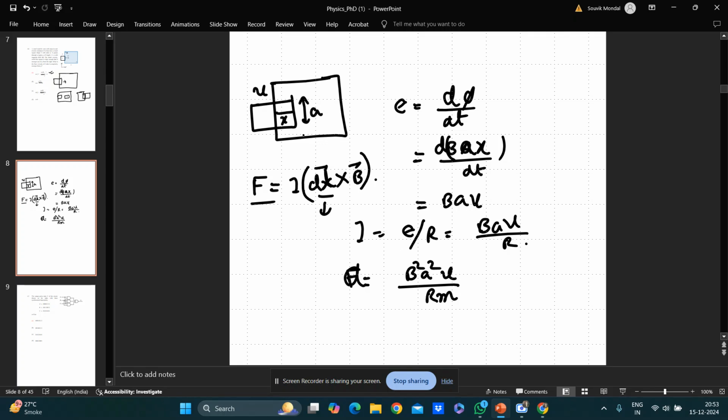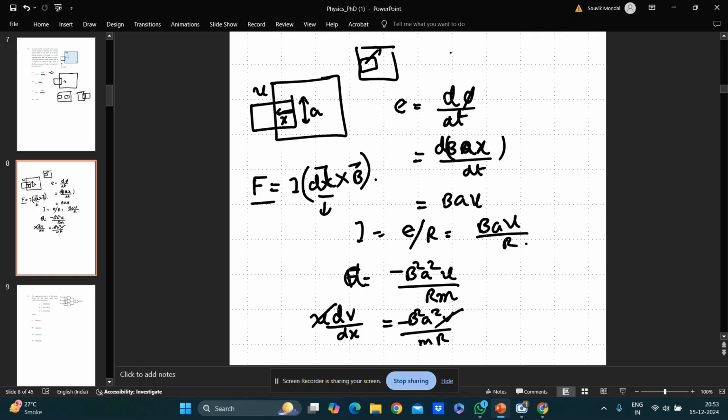Okay, so when x becomes a, when this loop completely enters this region, then flux will stop changing. Then velocity will be fixed. So acceleration, v dv by dx, is equal to B square A square v by m R. The v cancels, so if you integrate both sides, and obviously the force is opposing the motion by Lenz's law also. So there is always a minus sign.